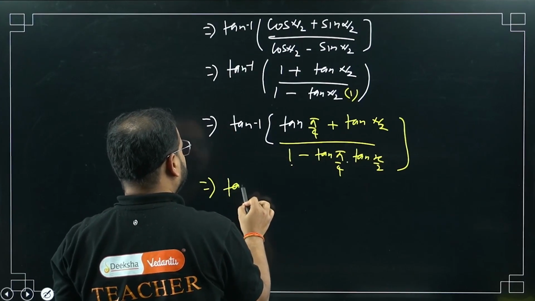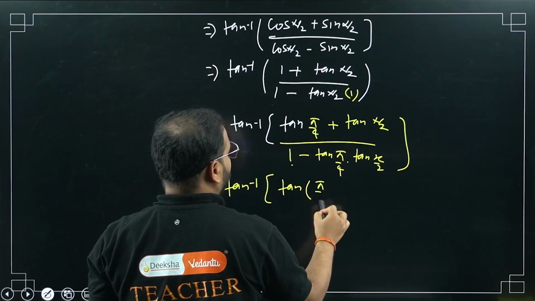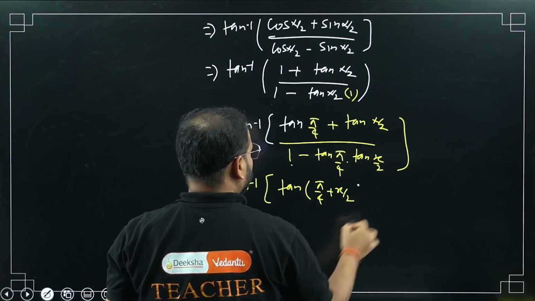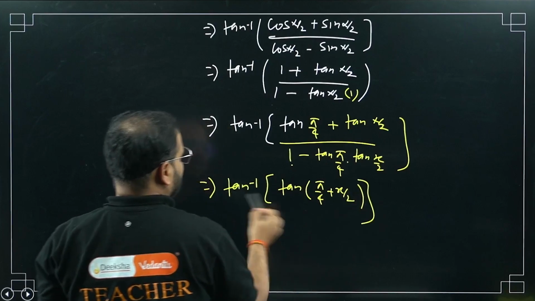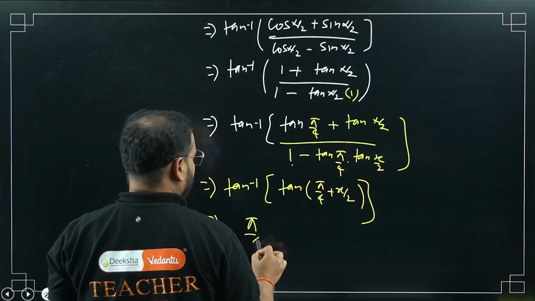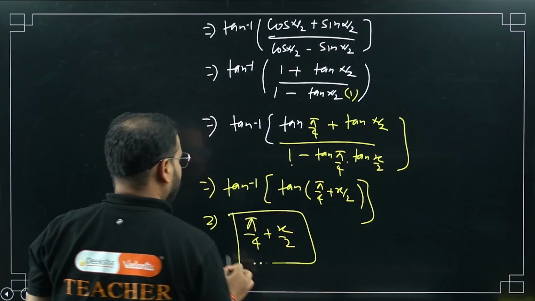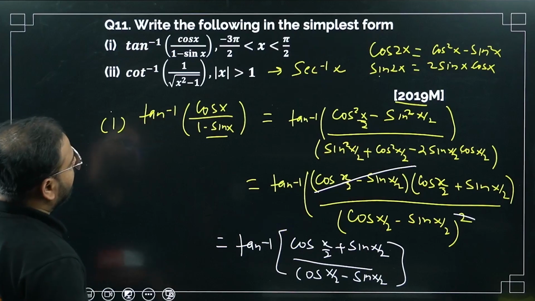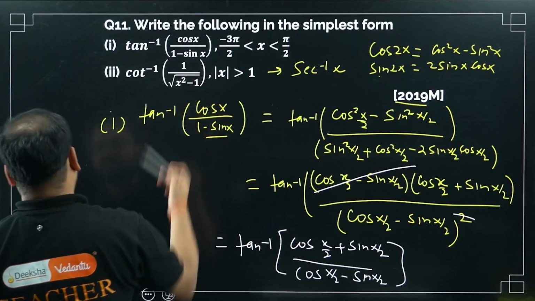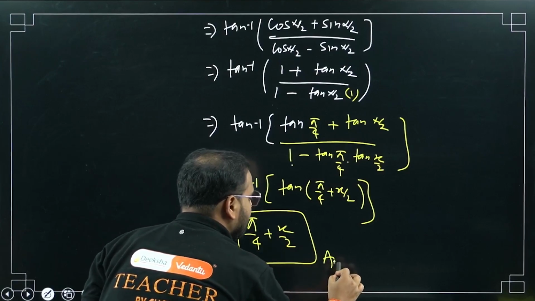Please check. Tan inverse of what? Tan of pi by 4 plus x by 2. Tan inverse of tan is how much? Tan inverse of tan is simply theta. So pi by 4 plus x by 2. My final answer. Okay, x is the variable given here, I can write it in terms of x also. So what is my final answer? Pi by 4 plus x by 2.